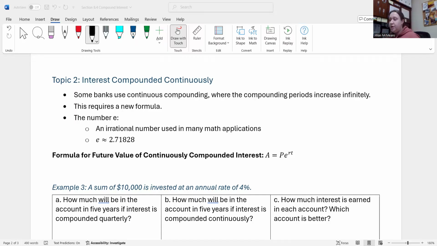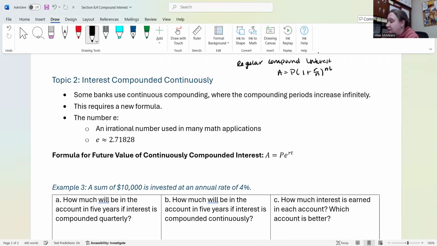For topic two, we're going to talk about interest that is compounded continuously. Okay, so this is kind of a different critter, so it's a different formula. Remember, for regular compound interest, we have A equals P times (1 plus R over N) raised to the N times T power. We no longer use that formula.